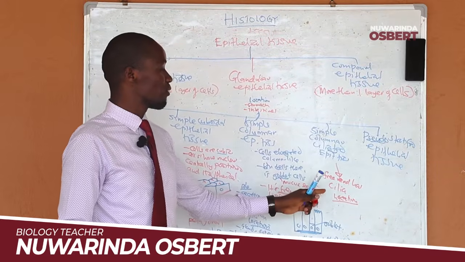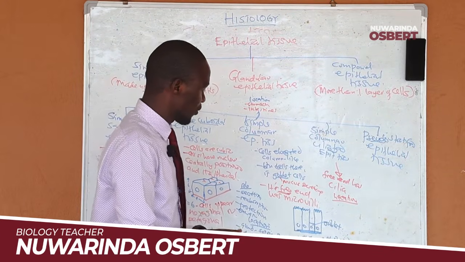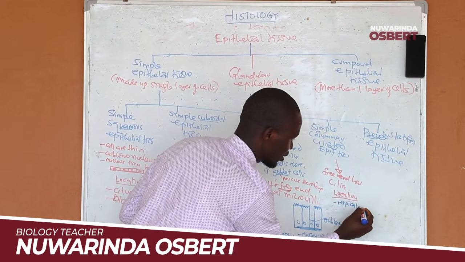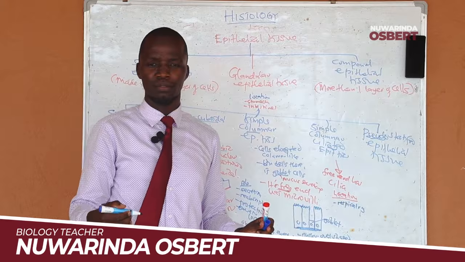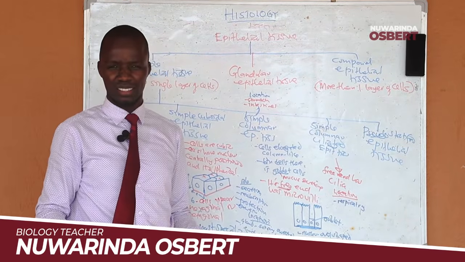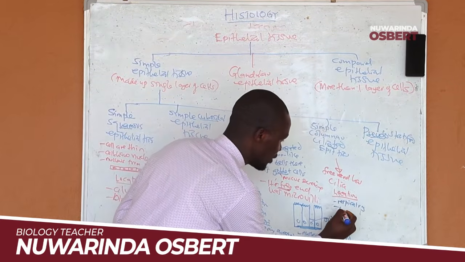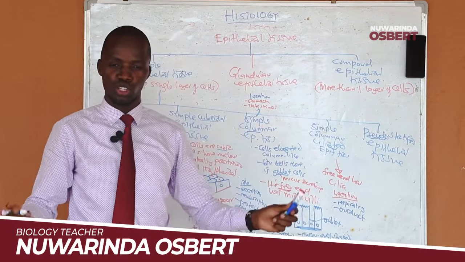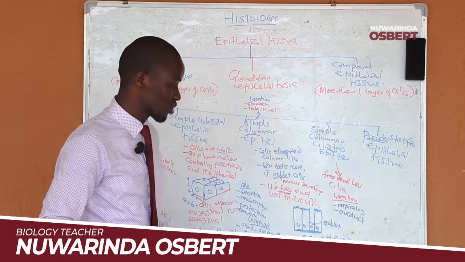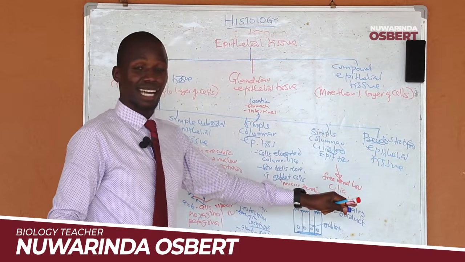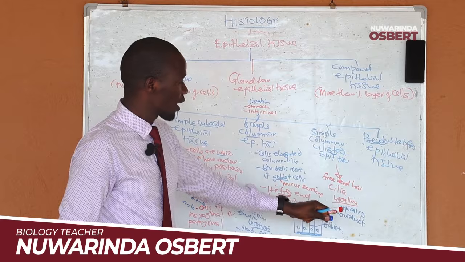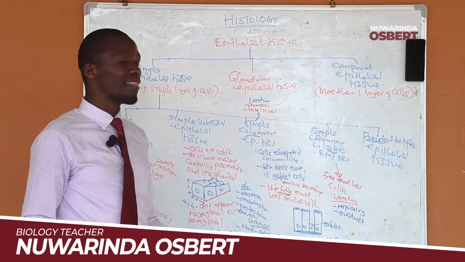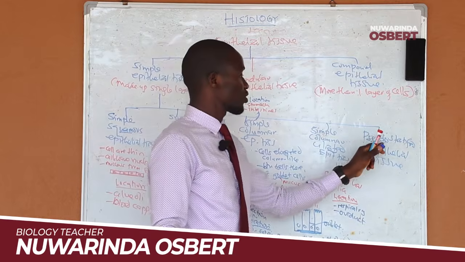For example, we have the respiratory tract. In your trachea, you have got mucus, you have got hair-like structures to trap dust. And we have also got the oviduct. In the oviduct, we have got hair to push the egg or the zygote after fertilization. Those are areas where we have cilia. So all those areas where we have cilia, we can find there simple columnar ciliated epithelial tissue. And then lastly, the pseudostratified epithelial.